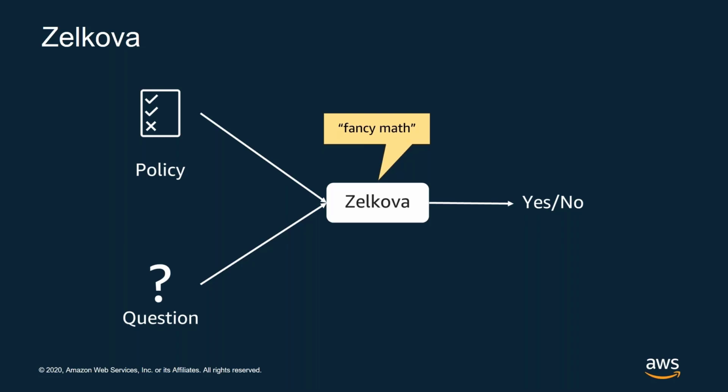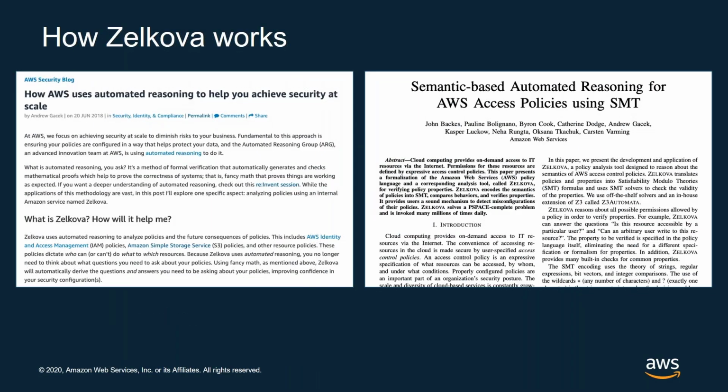For those of you who want to get into the details of what this fancy math really is, we have a bunch of content available for you to dive deeper. There is a blog on how AWS uses automated reasoning that talks about Zelkova. And for the people who want to go even deeper, there is a scientific research paper that we've published that talks about very in-depth use of SMT solvers and theorem proving, semantic-based automated reasoning to solve Zelkova use cases for access policies.